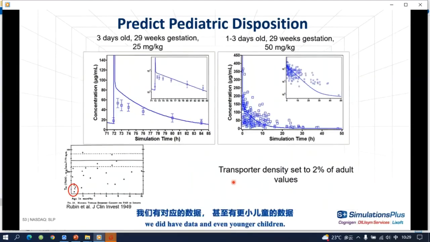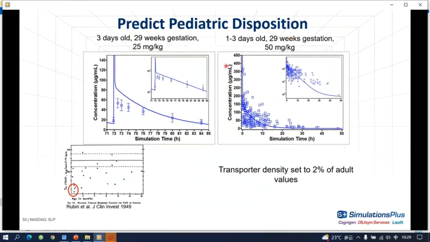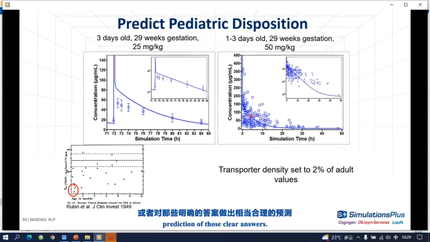We did have data in even younger children. And here we are really looking at the newborns or neonates, 1 through 3 years old. And on top of it, born premature after 29 weeks of gestation. And we found literature data for 2 different dose levels. And again, you can see we were able to scale it and get a pretty reasonable prediction of those clearances, again by looking at this type of data for para-aminohippurate.